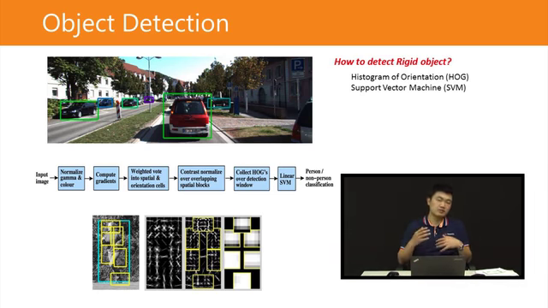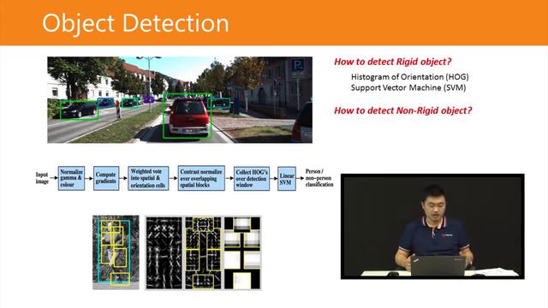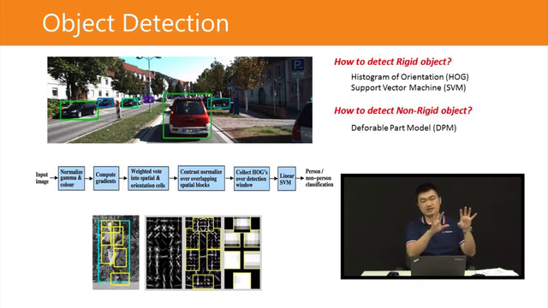And then there are some objects that are non-rigid, such as humans. When you move, your hands move, and your body may stay kind of static while your hand is moving freely. So these are non-rigid objects. How do we detect these non-rigid objects? We have some traditional algorithms for that as well. We have an algorithm called the deformable part model, DPM, which detects different parts of your body, such as the hand, the arm, and then the main body itself.